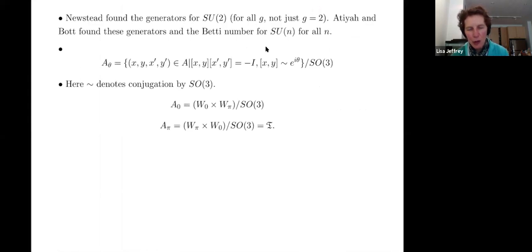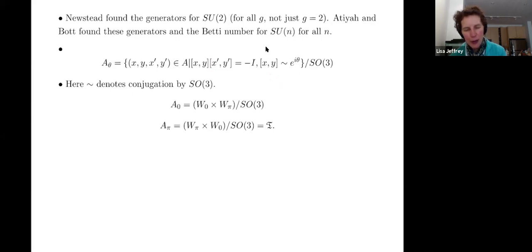Newstead found the generators for all g. Atiyah and Bott found them for G equals SU(n), for all n and all g greater than or equal to 2. So let me define A sub theta, which is 4-tuples where the product of commutators is minus the identity. We insist that the commutator of X and Y is conjugate to A of theta. Correspondingly, the commutator of X prime, Y prime is equal to A of pi minus theta.